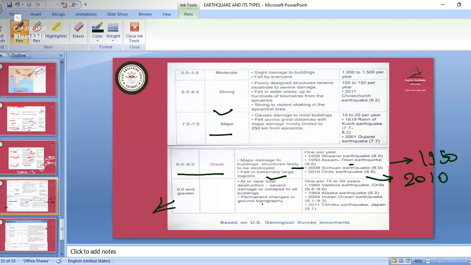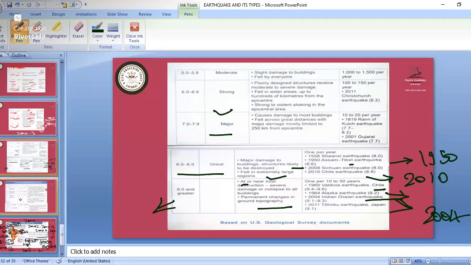And here everything will be destroyed. Near total destruction or severe damage will be there, and permanent changes in the ground topography will be there. Like in that, we have the Alaska earthquake, then the Valdivia earthquake in Chile. Then the Indian Ocean earthquake in 2004, because of which we had the tsunami. Then the Tohoku earthquake. So these are the different magnitudes of earthquakes and the categories they fall in: moderate, strong, major.